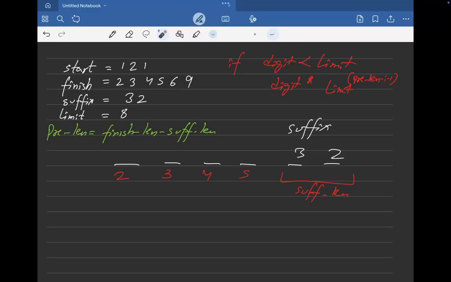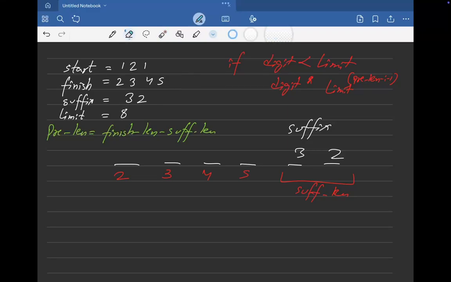And we have a special case. What is the special case? Since my suffix is 32, can I place 32 here? My boundary, my finish length is 69. Since 69 is greater than 32 and 32 can be placed under 69, our answer will increment.